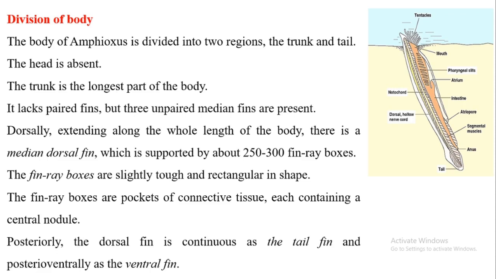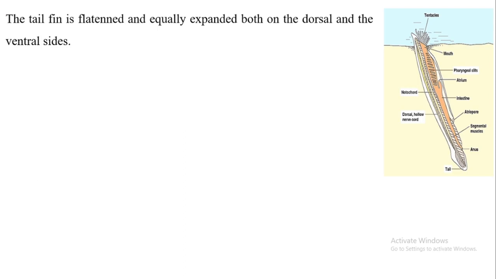Posteriorly, the dorsal fin continues as a tail fin, and then posterior-ventrally the tail fin continues as a ventral fin. So this one is a part of the dorsal fin, here is the tail fin, and posterior-ventrally this one is the ventral fin. The tail fin is flattened and equally expanded on both the dorsal and ventral sides.